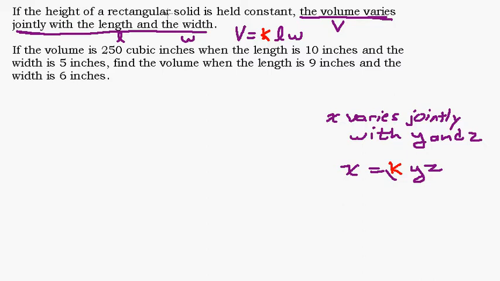Now again, it says the height of the rectangular solid is held constant. That's going to end up being our k value. And it helps to know something about the volume of a rectangular solid as well. Rectangular solid is a fancy word for box. So let's draw the first situation. It says if the volume is 250 cubic inches when the length is 10 and the width is 5. So let me draw something that sort of resembles that here. So the length is 10 and the width is 5. 10 inches, 5 inches, and it doesn't tell us the height.